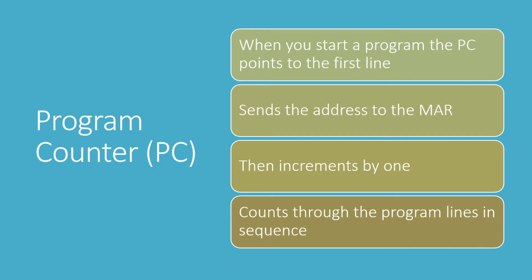The job of the program counter is to tell the processor where to go for the next instruction in the program. When you start running a piece of software or a program you've written, the program counter is set to the first line of that program, the first instruction. It sends the address of that instruction to the MAR. It then increments by 1. It counts on 1 to the next instruction, ready for the next cycle of the fetch execute cycle. And in this way, it counts 1 by 1 through the instructions in the program, starting at the beginning and going through them in order.